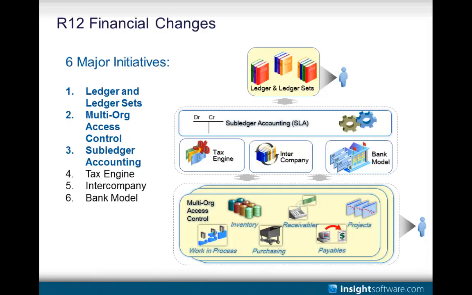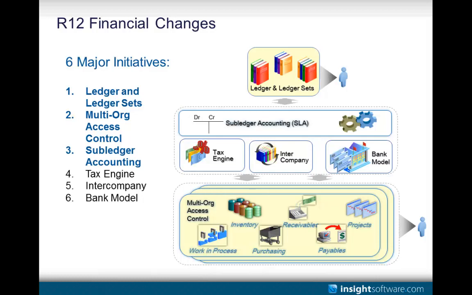You also get the bonus of a ledger set, which allows you to link multiple ledgers together to perform actions like opening or closing multiple periods at once, doing allocations across ledgers, etc. And you can also report across those. The migration routines in an upgrade will go ahead and take a set of books and convert it automatically to a ledger for you. The second thing we have is multi-org access control, or MOAC.